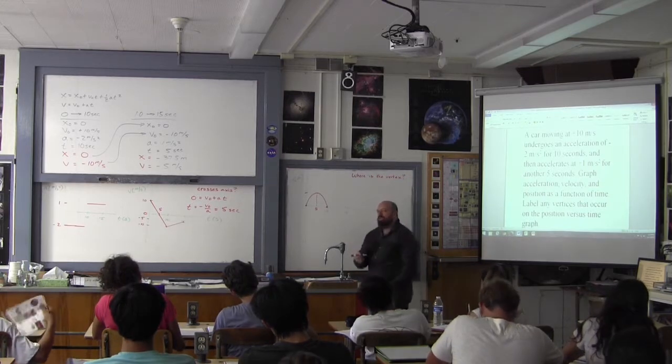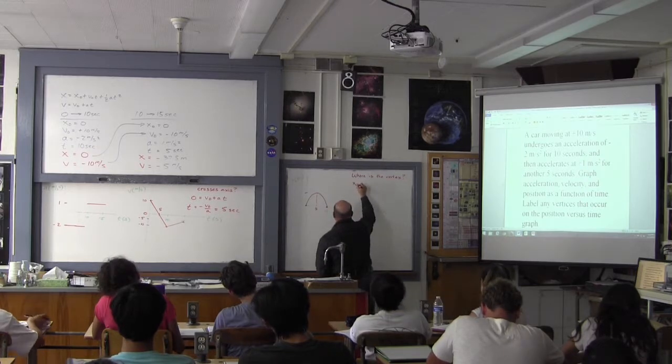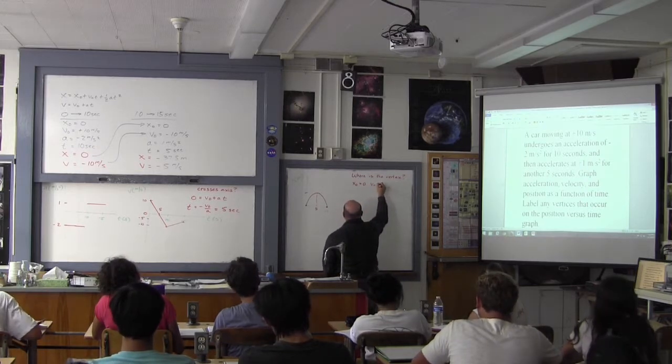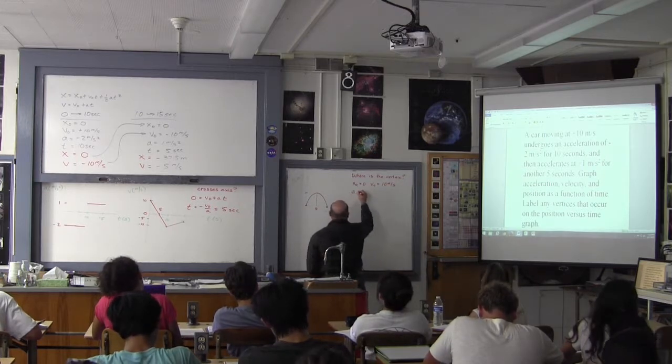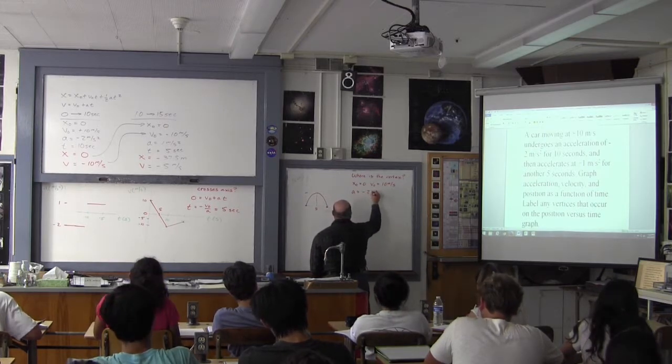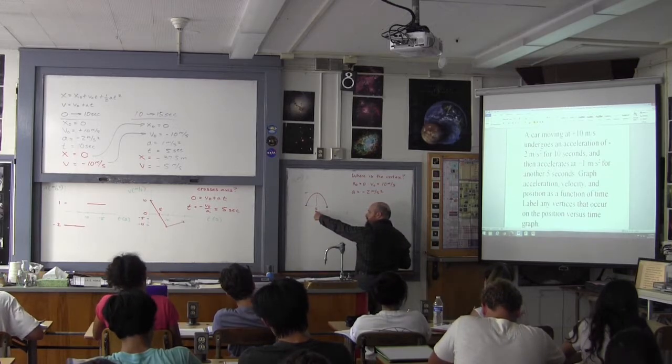To find the vertex, we just do the following. Right here, we set our x naught equal to 0. Remember that our velocity at that moment was 10 meters per second. The acceleration, remember, over this time interval was negative 2 meters per second squared. And now I set the time t equal to 5 seconds.